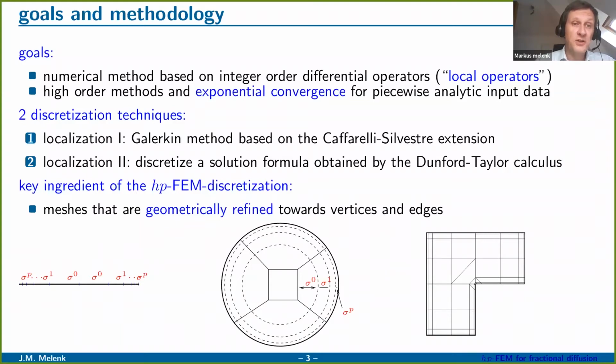So in this 2D case here with a smooth boundary, you see you have meshes that are fairly dramatically refined towards the boundary. So they're long, thin elements. And here in the case of polygons, you have the same thing. Here you have these small, thin elements, but near the boundary, you actually have further geometric refinement towards the corners in order to resolve corner singularities.